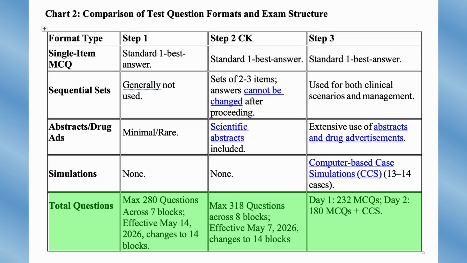Now, the Step 2 CK is even a longer day. That is 8 blocks of questions, not 7 blocks, but 8 blocks of questions. And in that particular exam, it can be, we like to say, up to 40 questions per block, but most of the time it's somewhere between 35 to 37 questions because the vignettes are longer. And the total number of questions for the day is typically 318 questions.